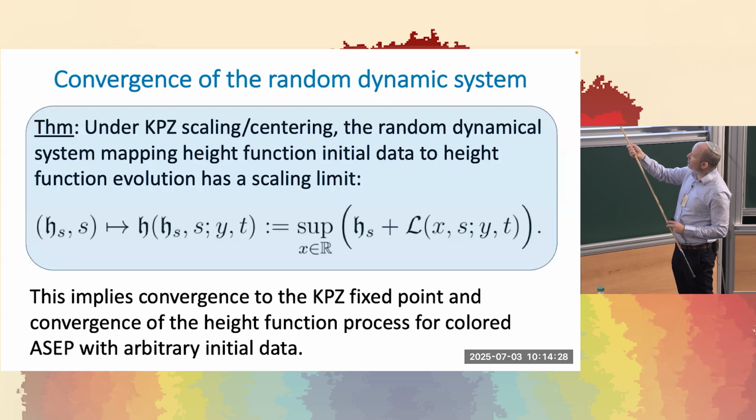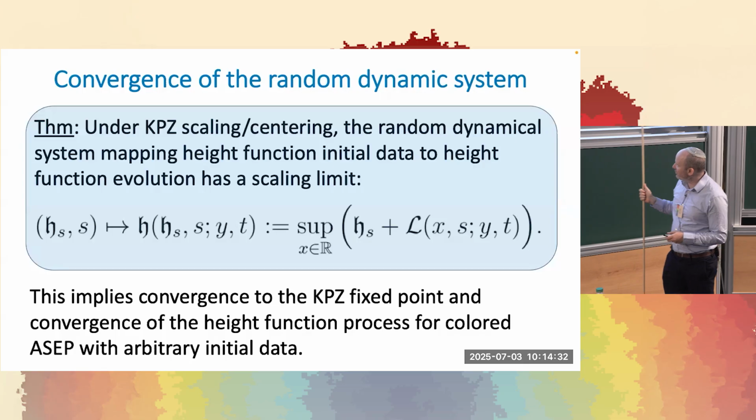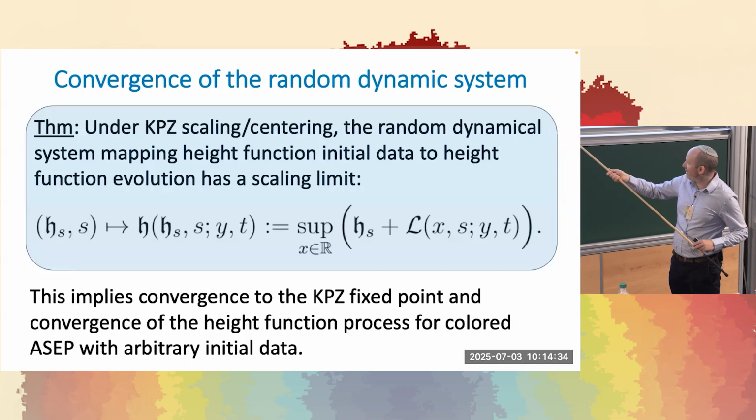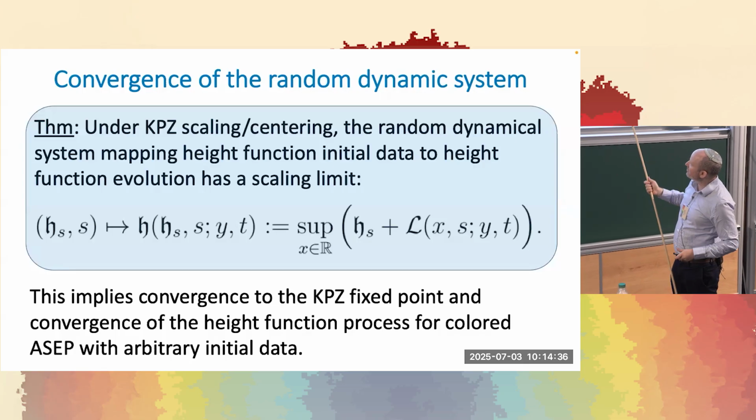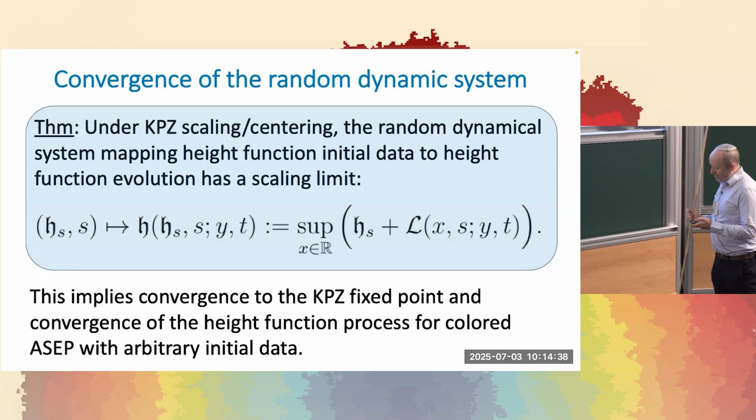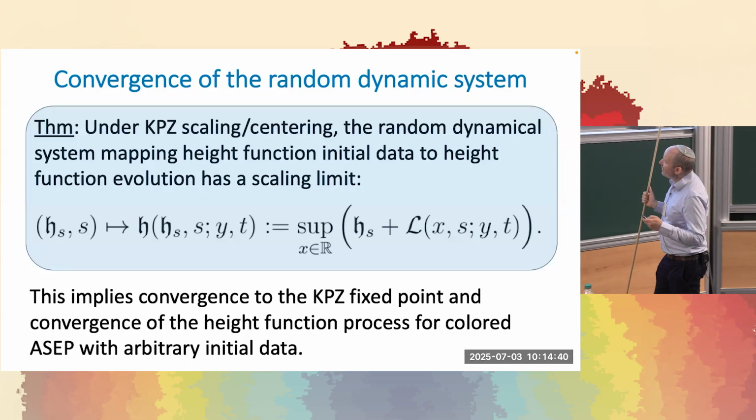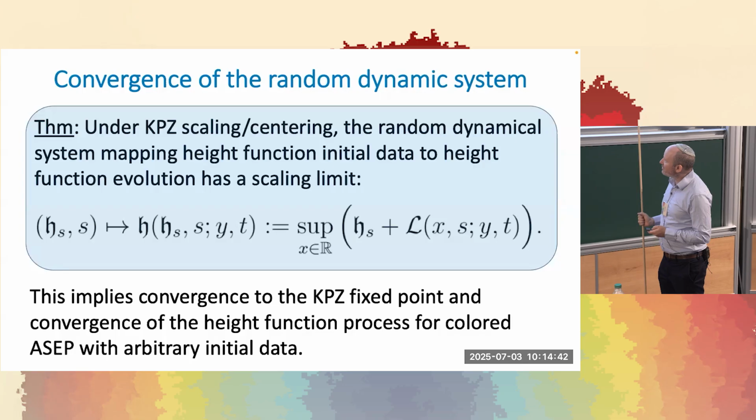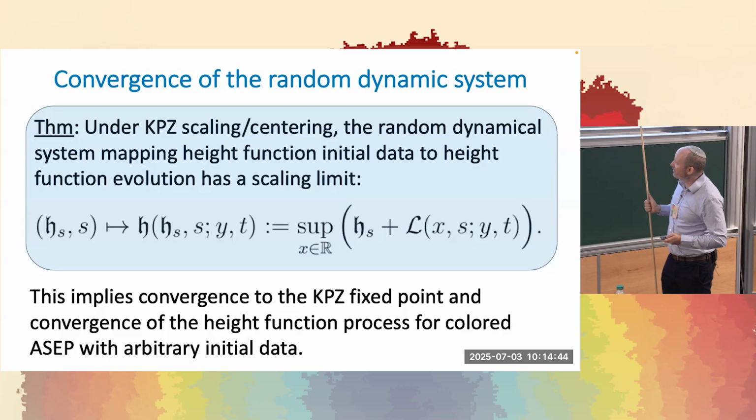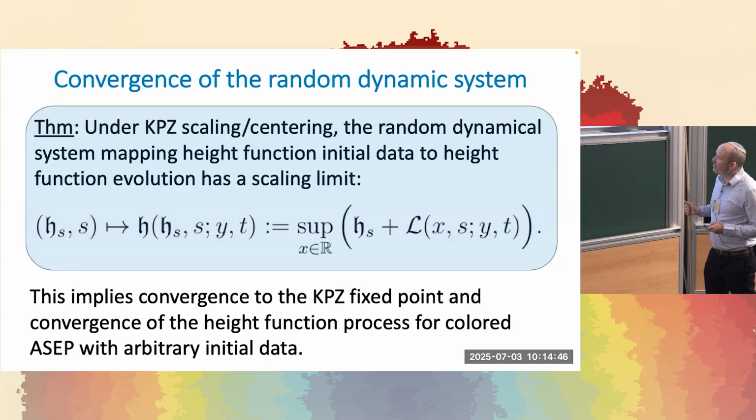And then this, of course, gives you a coupling of all of these sorts of objects. So in any case, it also proves that ASAP converges to this KPZ fixed point, which is a new result. OK, so hopefully I've given you some sense that you can get a lot out of this colored ASAP result.